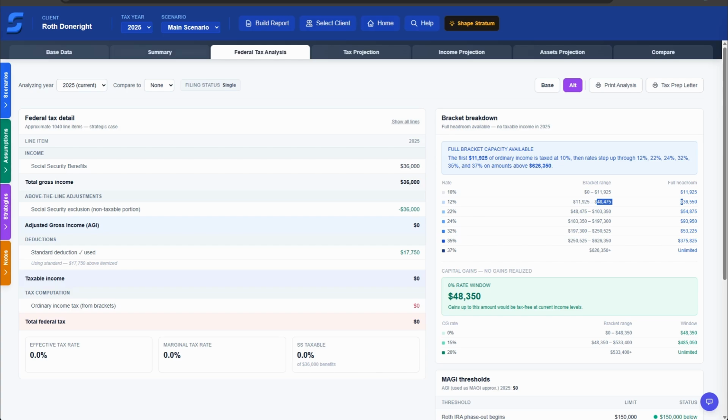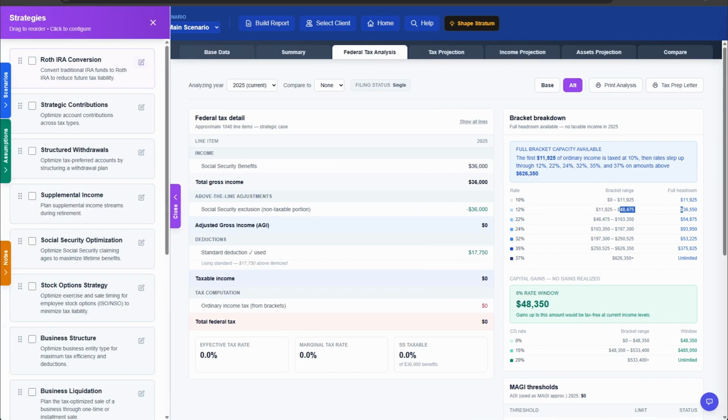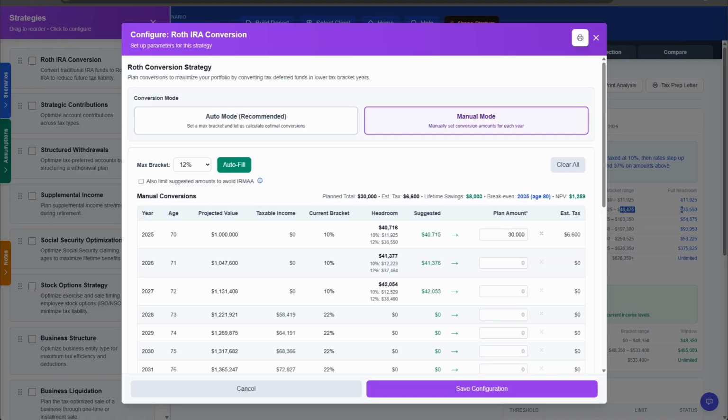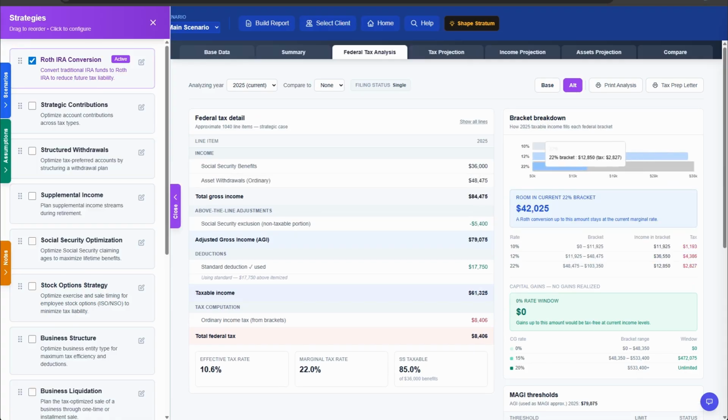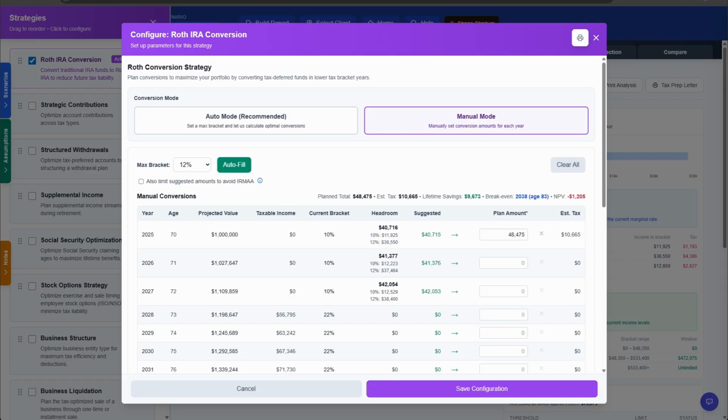If I then turn around and put that amount in as a Roth conversion amount and rerun my taxes, what happens? I just completely overshot the 12% bracket. Why? Because part of my Social Security has become taxed. Because that is now taxed, the headroom has shrunk. Okay? This is the problem. There is no formulaic answer, which means we have to iterate.